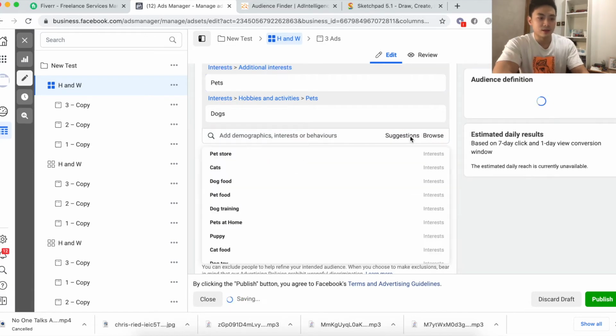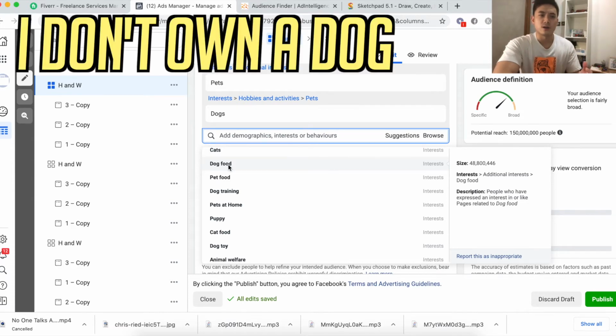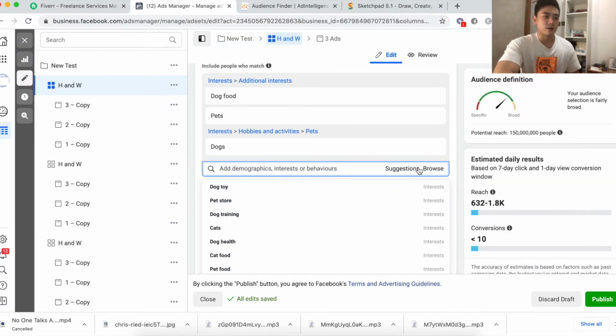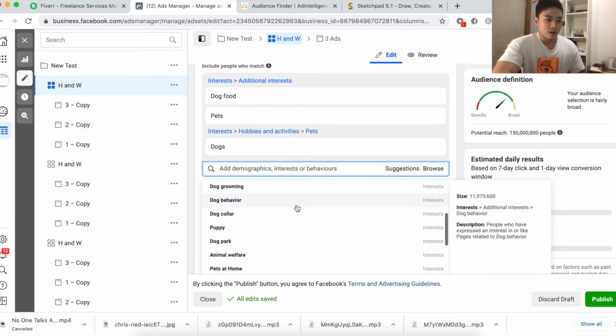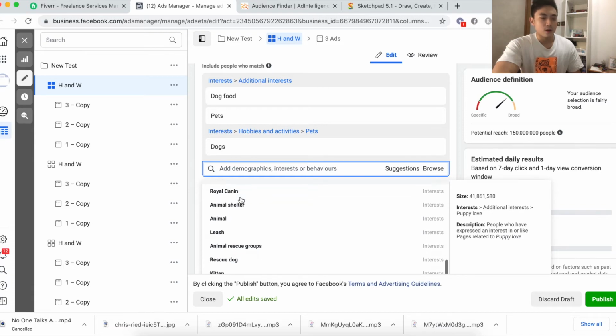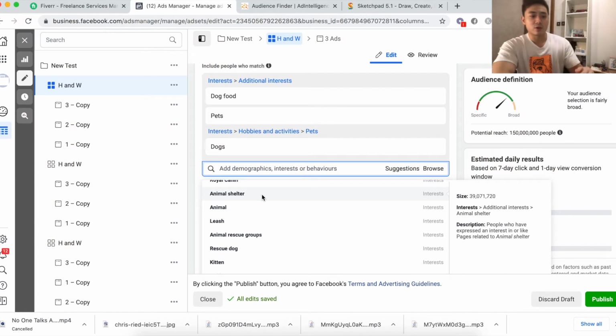So of course there's gonna be suggestions. If you type in pets and you click on suggestions, there's gonna be a lot of stuff. Dog food is a great one, because people who are a fan of dogs but don't have a dog won't necessarily be interested in dog food, but dog owners will be. And if you click on dog food and click on suggestions, you can have a lot more stuff here, and pets at home, puppy love, animal shelters. People like adopting dogs. So if people are interested in animal shelters, they're probably interested in adopting a dog or already have adopted a dog.